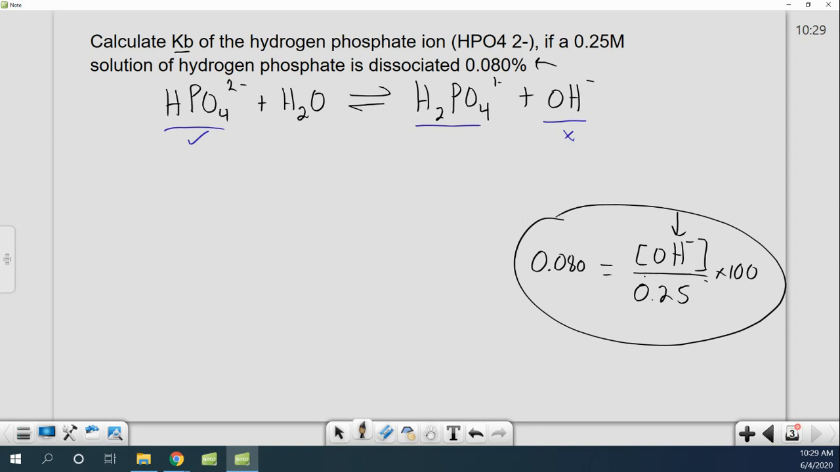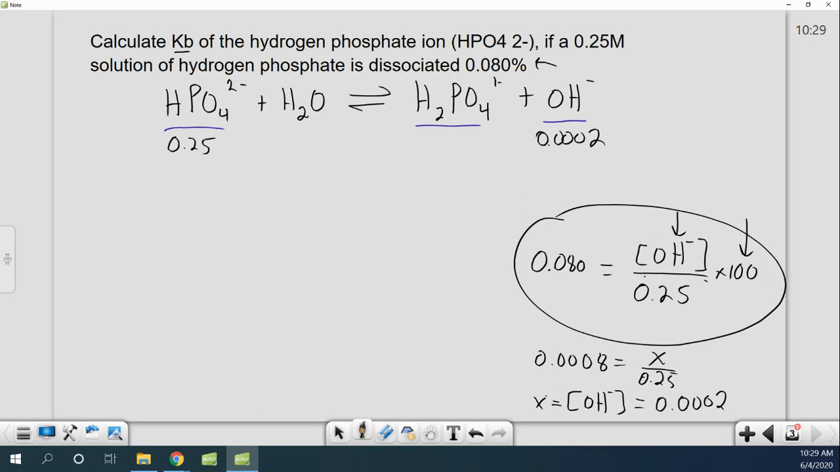So 0.08. First thing I want to do is get rid of this. I'm going to divide both sides by 100. So I'm left with 0.0008 equals, I'm going to change the hydroxide to an X because that's what I'm trying to find, times both sides by 0.25. And it turns out that X, or my hydroxide concentration, is 0.0002. All right, I'm going to write that in here. I can write this one in here too because I have it. 0.25. All right.